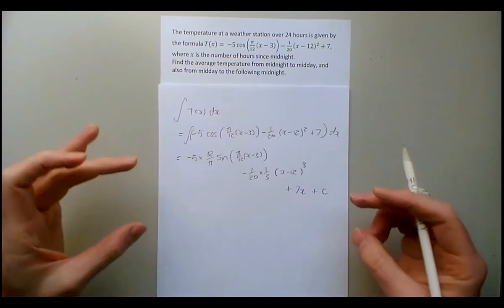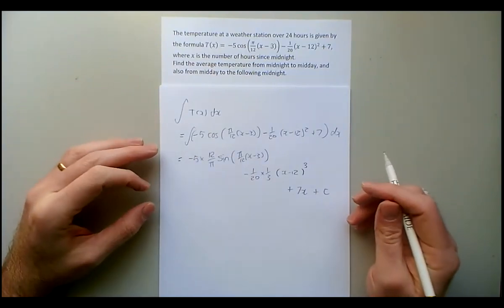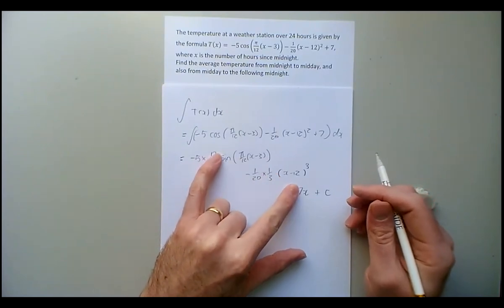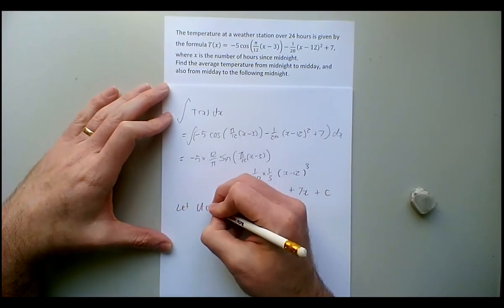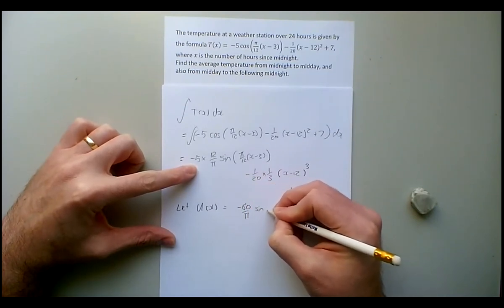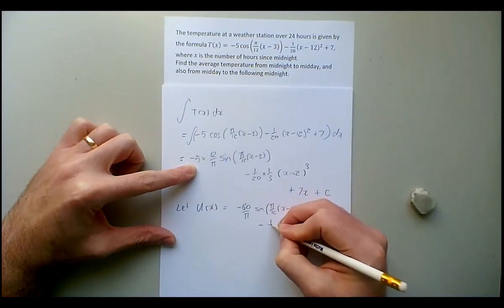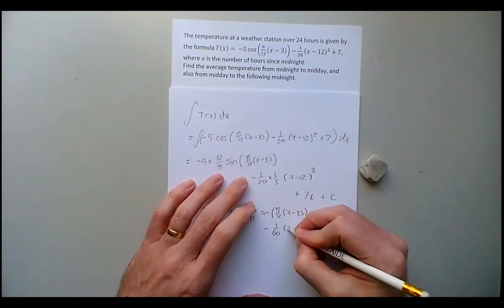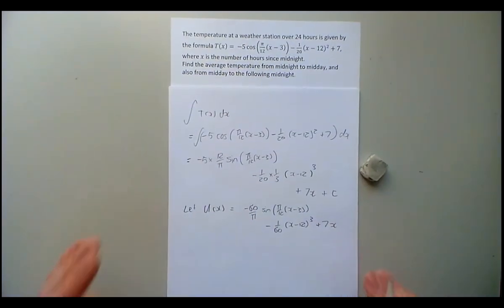I feel like it'll be easier to give this a name so that I don't have to keep writing that formula out over and over. If this was a little letter, I'd normally use a capital letter for the indefinite integral. So it's already a capital though, so I might use the next letter u. So let u of x be equal to minus 60 on pi sine of pi on 12 x minus 3 minus a 60th. 20 times 3 is 60. Yep, 60th of x minus 12 cubed plus 7x. Okay, now I reckon I'm ready.